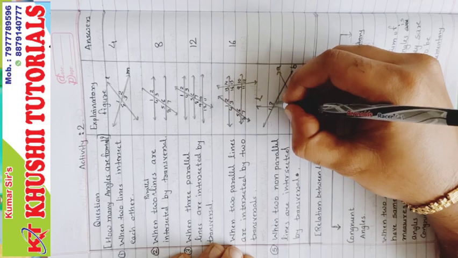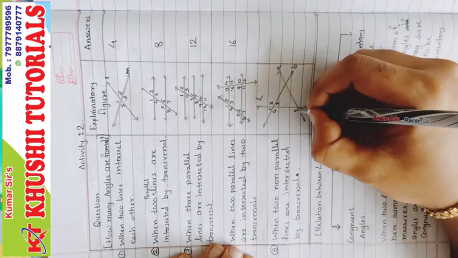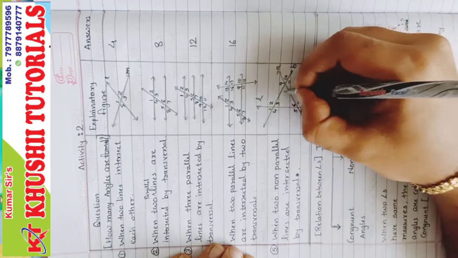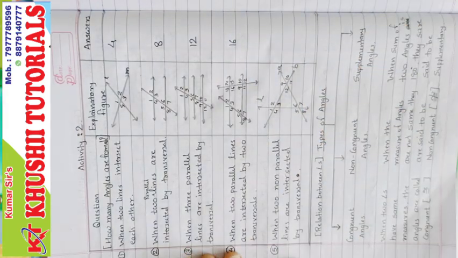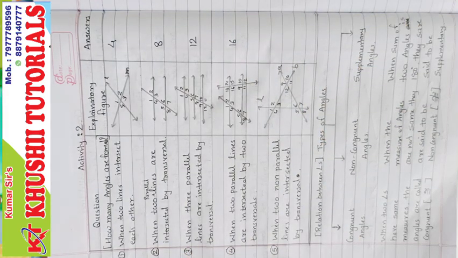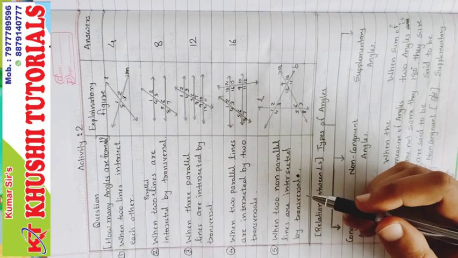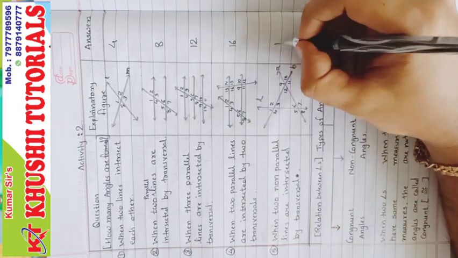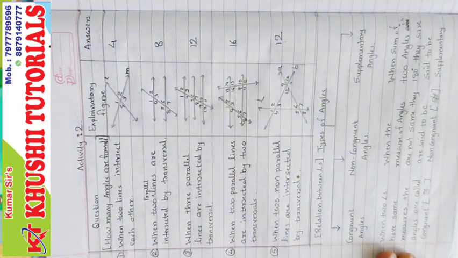So 1, 2, 3, 4, 5, 6, 7, 8, 9, 10, 11, 12. See, your 9th standard is all about logic. You have to understand the terms, you have to understand the meaning of it, and you have to find all possible answers. So here the answer is 12. Hope you understood activity 2.